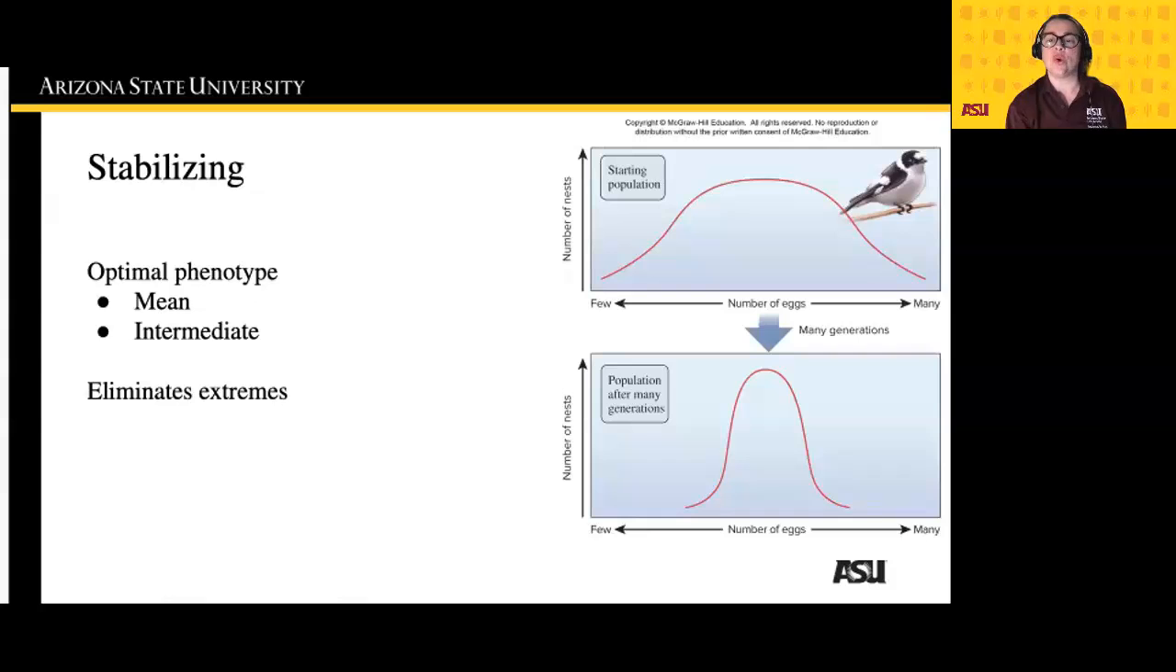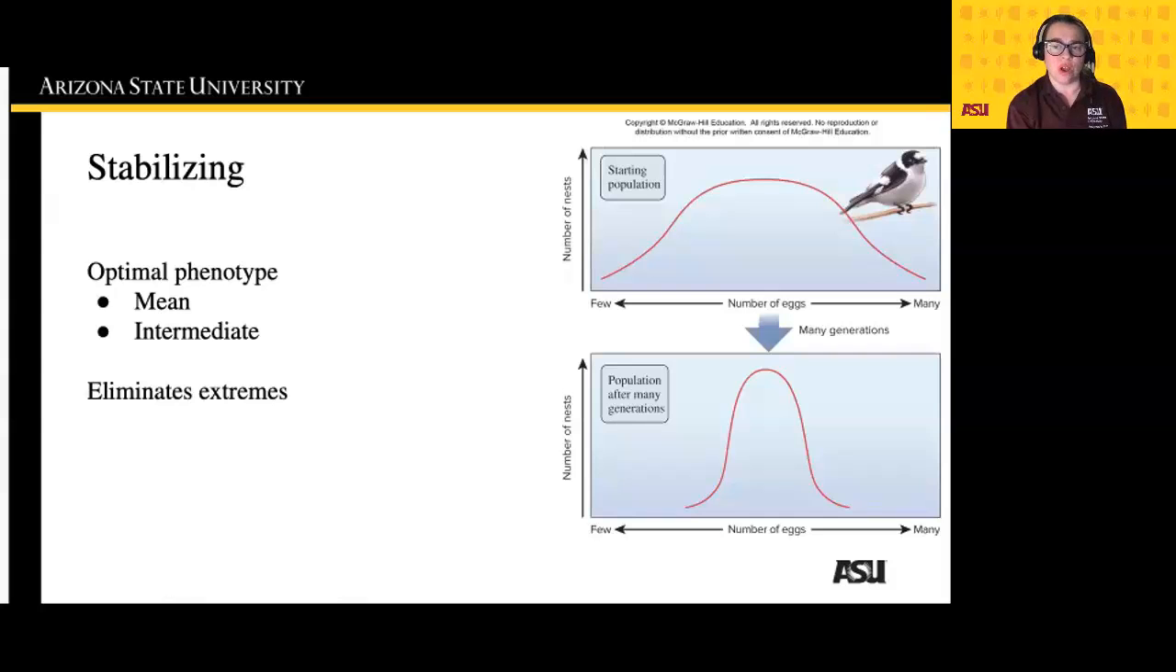Stabilizing selection is going to tend toward the mean or intermediate phenotype instead of either of the extremes. This will lead to a decrease in the genetic diversity of individuals within a population. In this example, a flycatcher exhibits an optimal clutch size. There's a large parental investment for offspring food and protection.